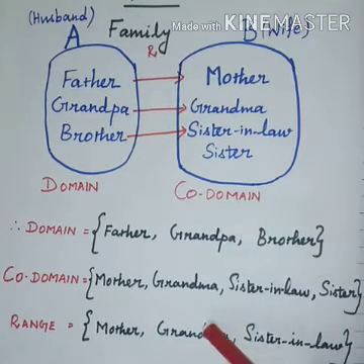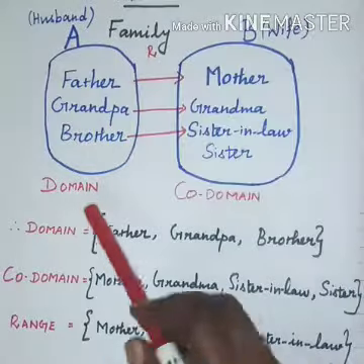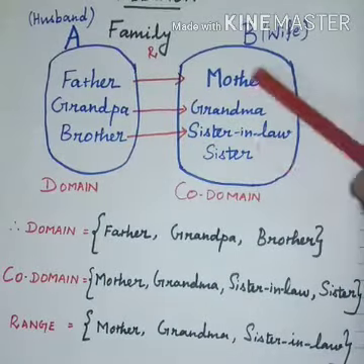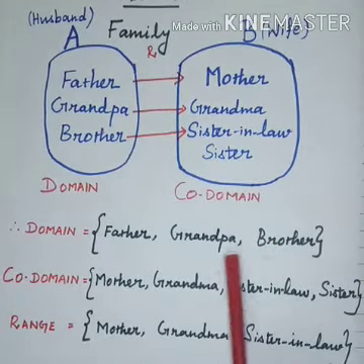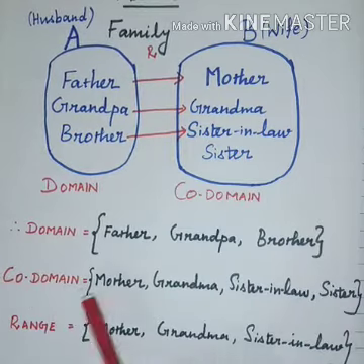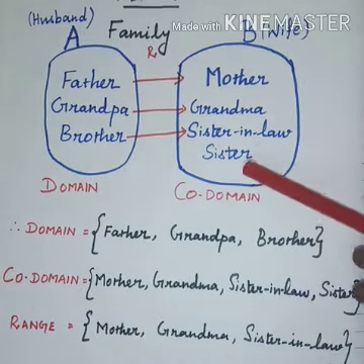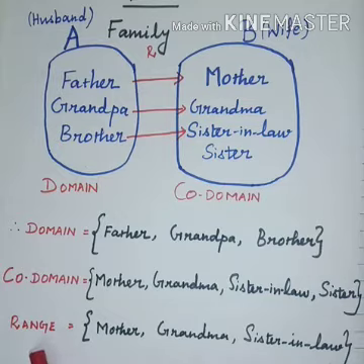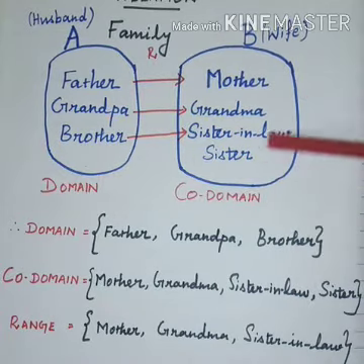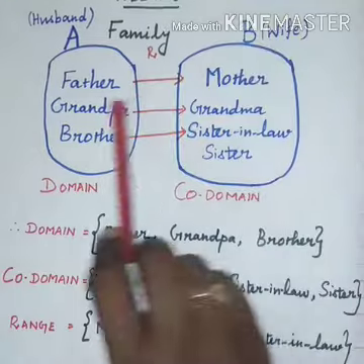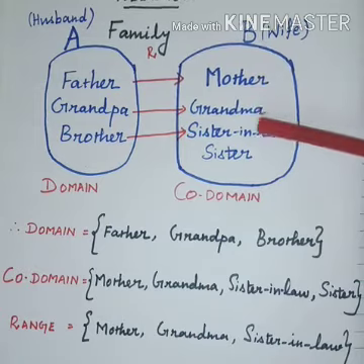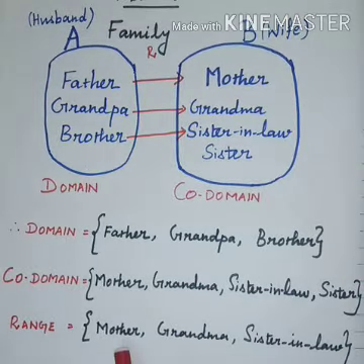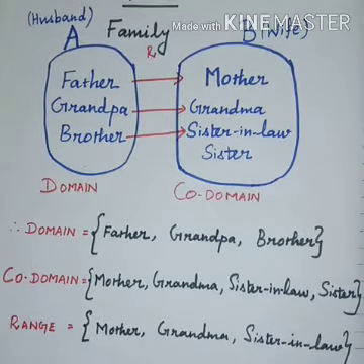I repeat it once again. Elements of A are called domain and elements of B are called codomain. Therefore, domain is equal to father, grandpa and brother. Codomain is equal to mother, grandma, sister-in-law and sister. And range. Range is nothing but the members of codomain which have their pair in domain A. So, range is equal to mother, grandma and sister-in-law. Up to this, I hope you all understand.